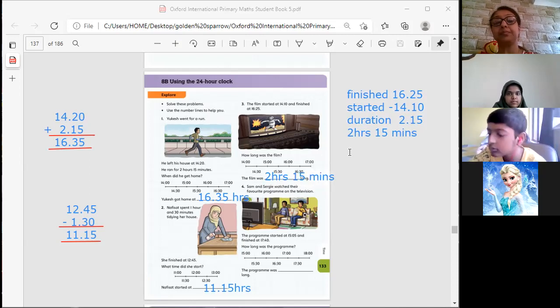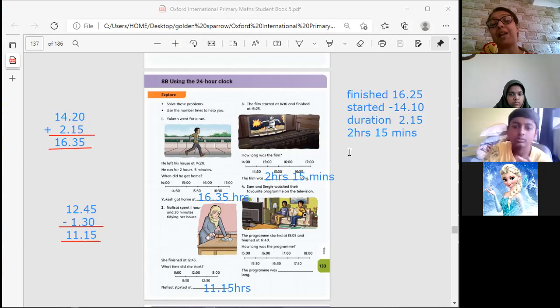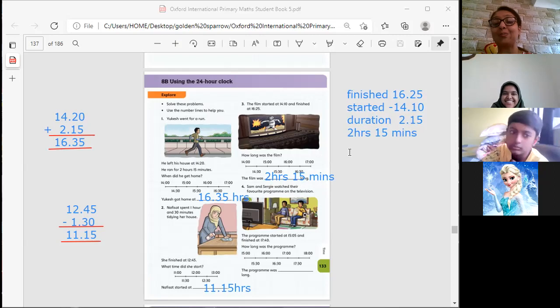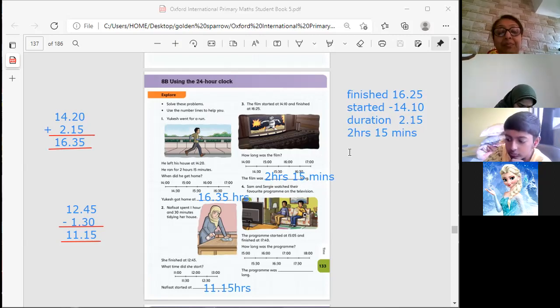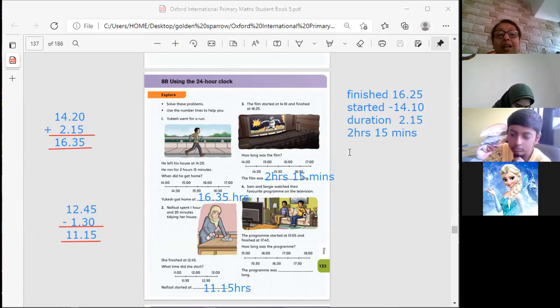Yes, ma'am. So don't fall into the trap of the timeline that they have given, because that timeline is wrong. It cannot be 14 hours. It cannot be 14:30. It cannot be 15 hours. Can the film be that long? No. Okay, so it can be 2 hours and 15 minutes. Now, can we go to the next sum?